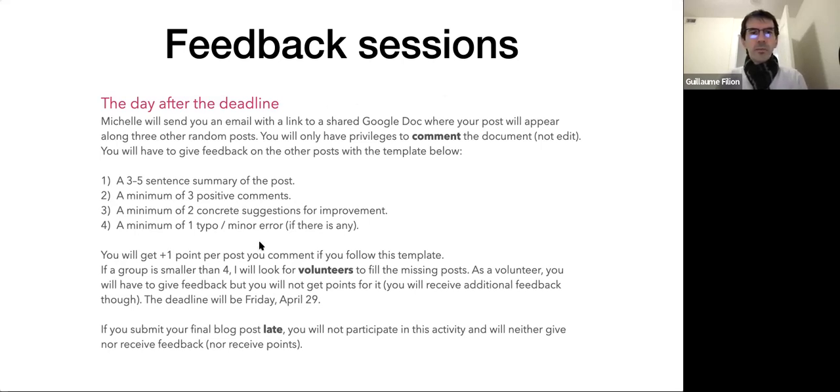You get +1 point per post you comment on if you follow this template. If a group is smaller than 4, I will look for volunteers to fill in the groups, but you also do not get points for being a volunteer. So it's 3 points, not 1.